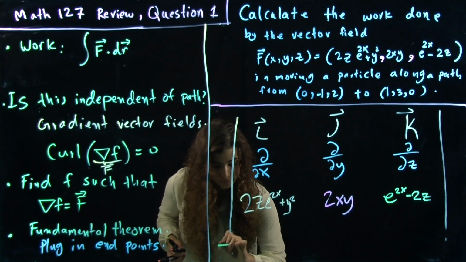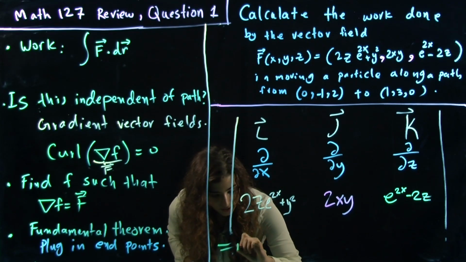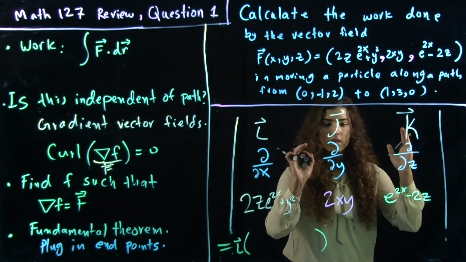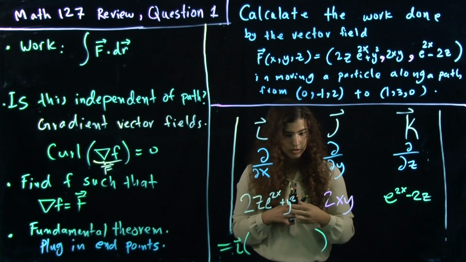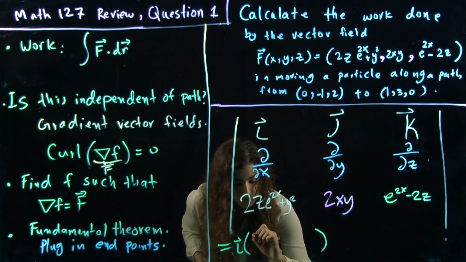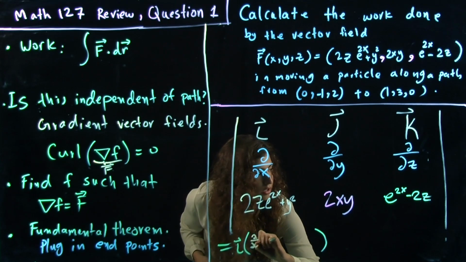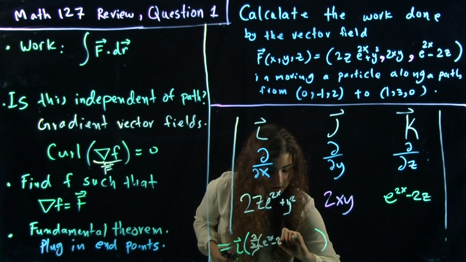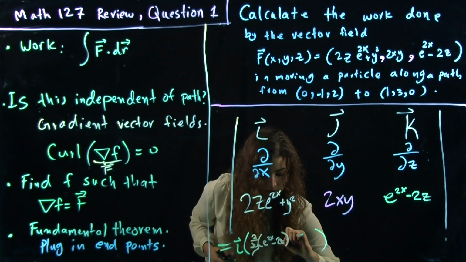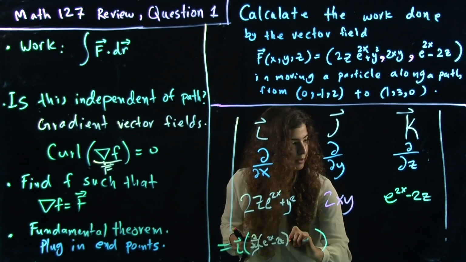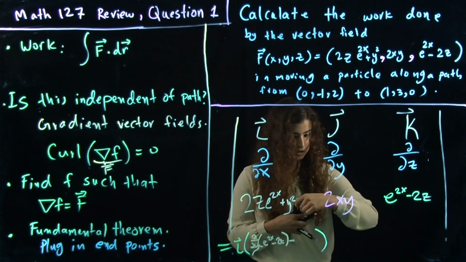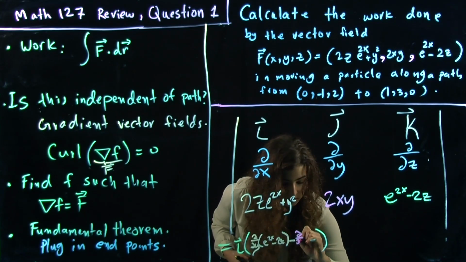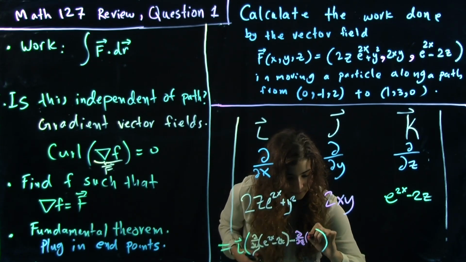And so to do that, first we have our i, and then you're looking at this part of the matrix. So you have your d/dy for e^(2x−2z), and then you have minus your partial with respect to z for your 2xy.